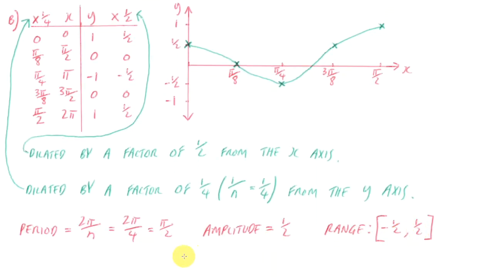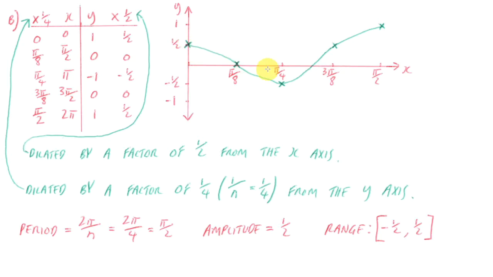In the question, we are required to give our period, so it's 2 pi on n, 2 pi on 4 equals pi on 2. So to achieve one full cycle, it takes us pi on 2 to get there. Our amplitude is a half, so this is the distance between the maximum and the median. And our range, our y values vary between -1/2 and a half.